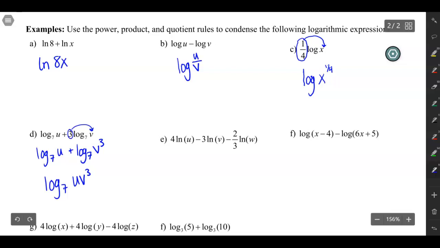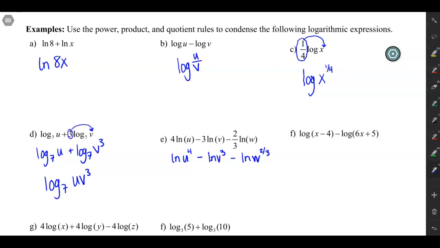So I'm going to start in this next one by getting rid of all of the constants in front. And I'm going to do that by changing them all into exponents. Okay. And it's important to note that you have to have those constants gone before you start doing the product and quotient rules. So always start with the power rule.